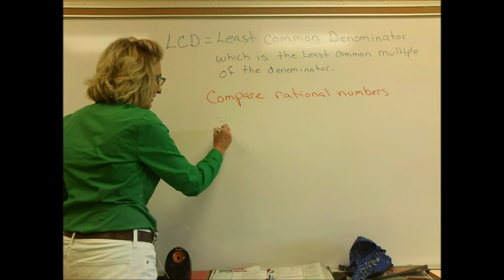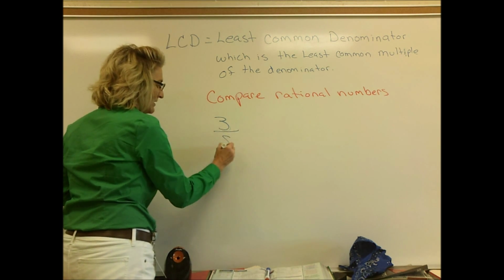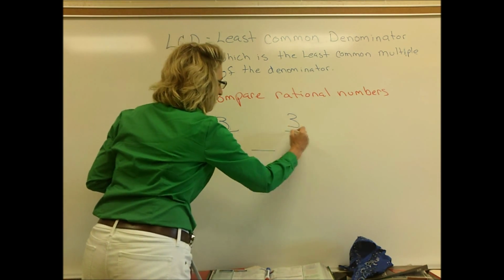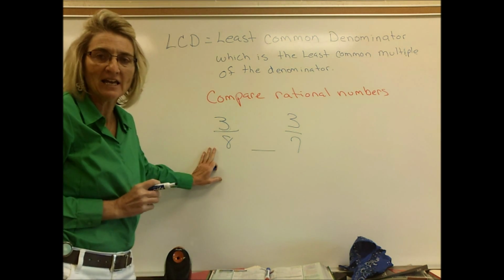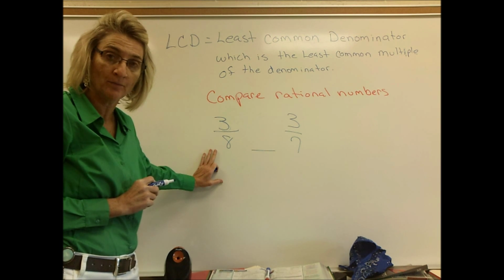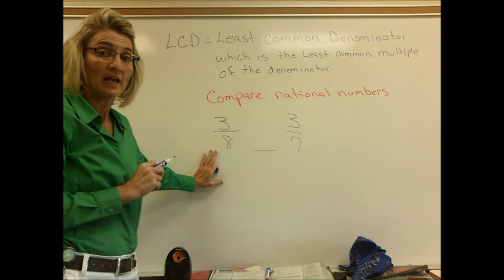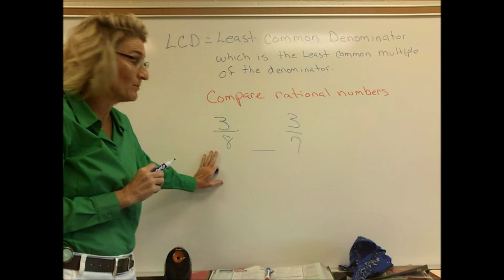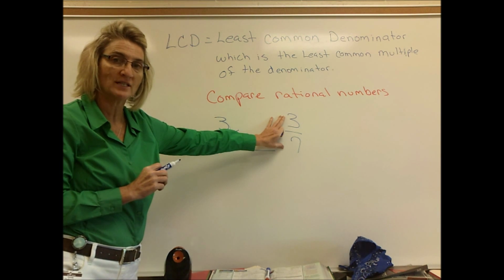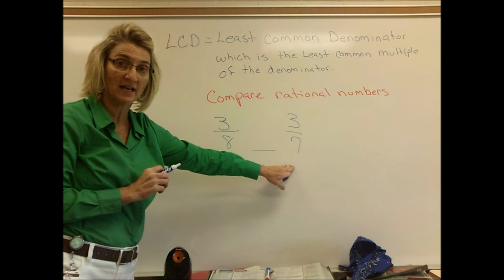The first one, I have 3/8. Is it less than, greater than, or equal to 3/7? I can't compare these yet. I can do this 2 different ways. I can turn each fraction into a decimal. I like to work with fractions, so I'm going to change each fraction into equivalent fractions. That means they have to be equal. So an equivalent fraction of 3/8, an equivalent fraction of 3/7. The best way to do this, I have to find a common denominator between 8 and 7.